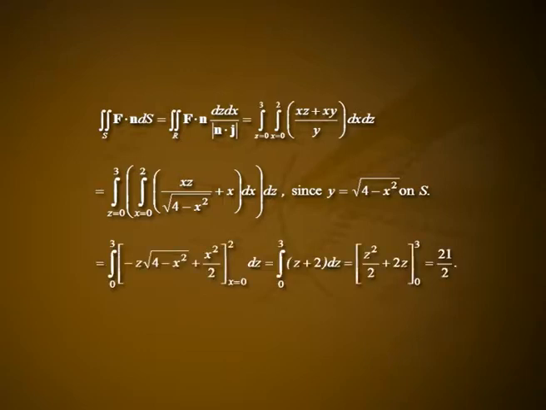which is equal to the integral 0 to 3 of [minus z square root of 4 minus x square plus x square by 2] over the limit x equal to 0 to 2 dz, which is equal to the integral 0 to 3 of (z plus 2) dz, which is equal to z square by 2 plus 2z over the limit 0 to 3, which is equal to 21 by 2.